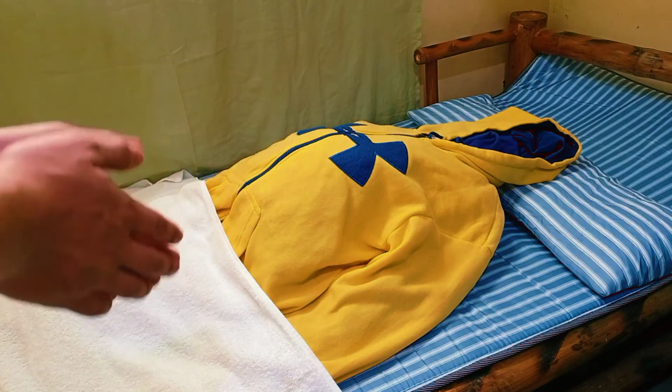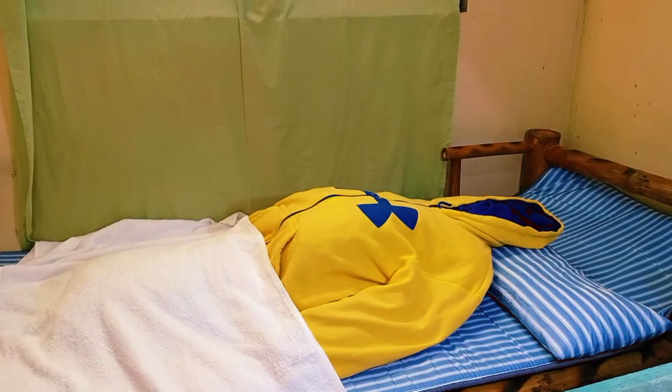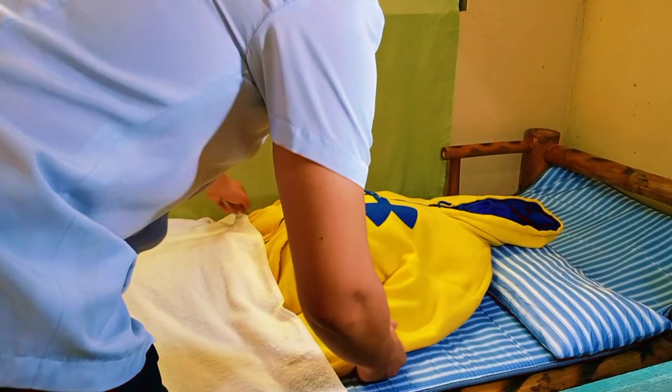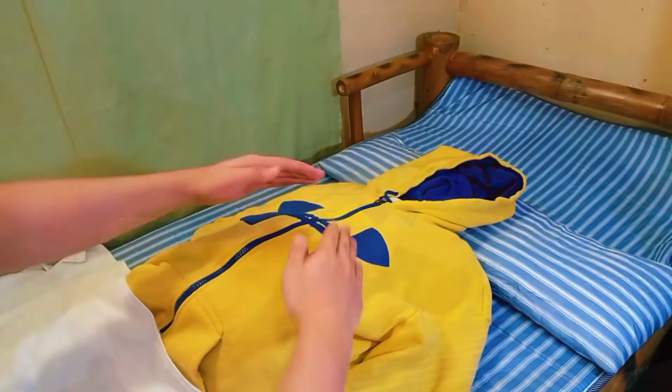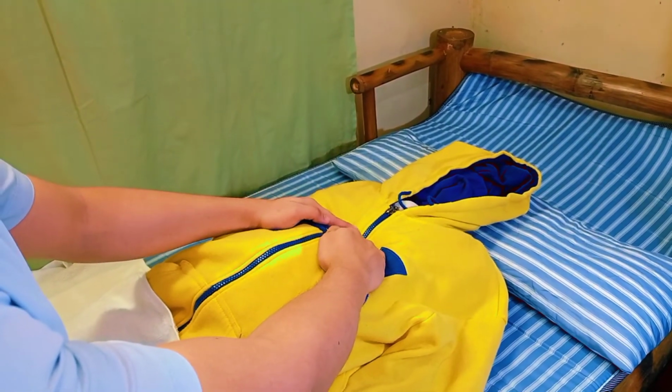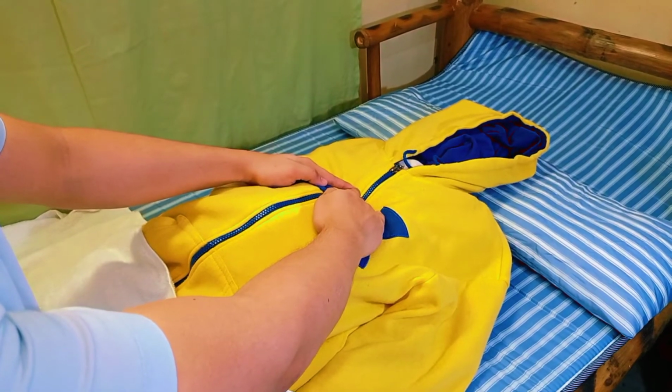Alright, let's do it. The first maneuver is also called the fundal grip. This maneuver determines whether the fetal head or breech is in the fundus. It is also used to determine the fetal part lying in the fundus and to determine presentation. Position the patient. Stand at the side of the bed facing the mother. Palpate the uterine fundus with a warm hand. Determine which part of the baby's body lies on the upper fundus.